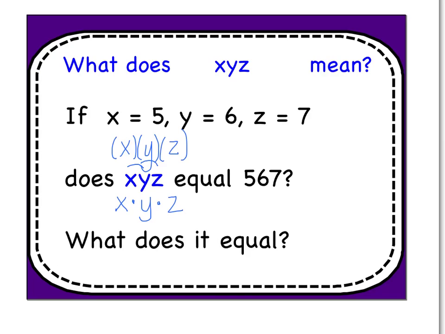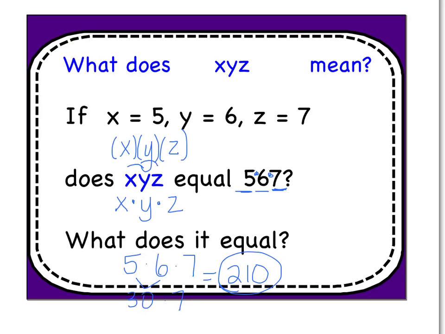Some people make the mistake of plugging in 5 for x, 6 for y, and 7 for z, and saying that xyz equals 567. What they forgot to do was put in the multiplication signs, which would give us a totally different answer. So in this case, we're doing 5 times 6 times 7. 5 times 6 gives us 30, and now we have to do 30 times 7. 3 times 7 is 21. Put in our 0. So it equals 210.